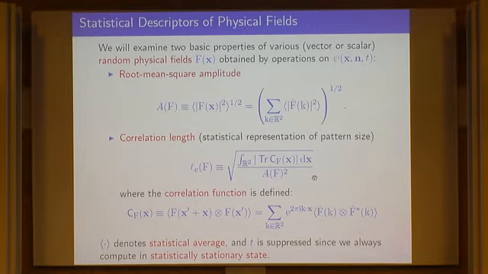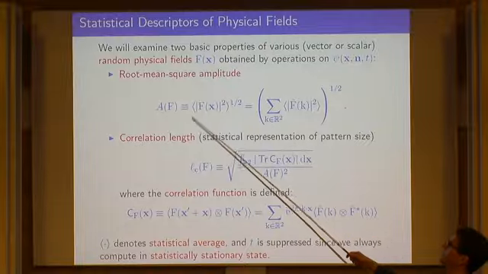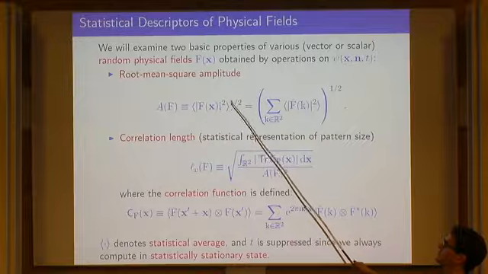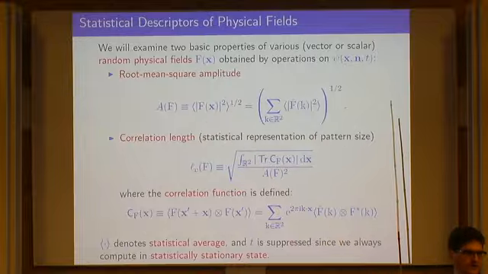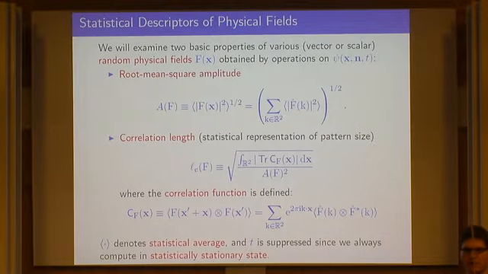All right, so what I'm going to show you are the following fundamental statistics for various fields. There are various physical fields that we can define. One thing we can do is characterize the root mean square size, just how strong the field is. The other fundamental characteristic is the correlation length. It basically tells you how far from any given point the value of the field at that point influences the value of the field at other points.